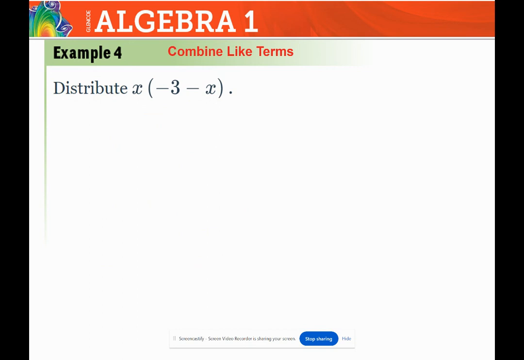So go ahead and do this one. Make sure you show your steps. And you should get negative 3x minus x squared as your answer.